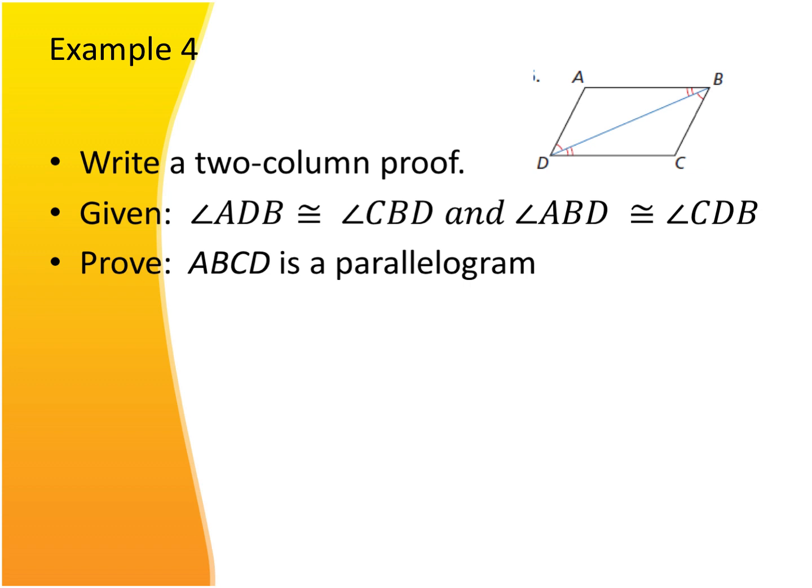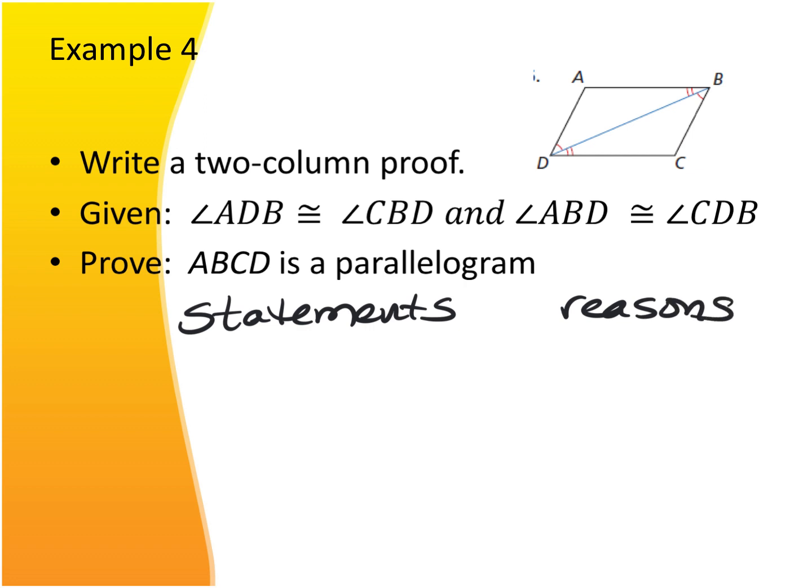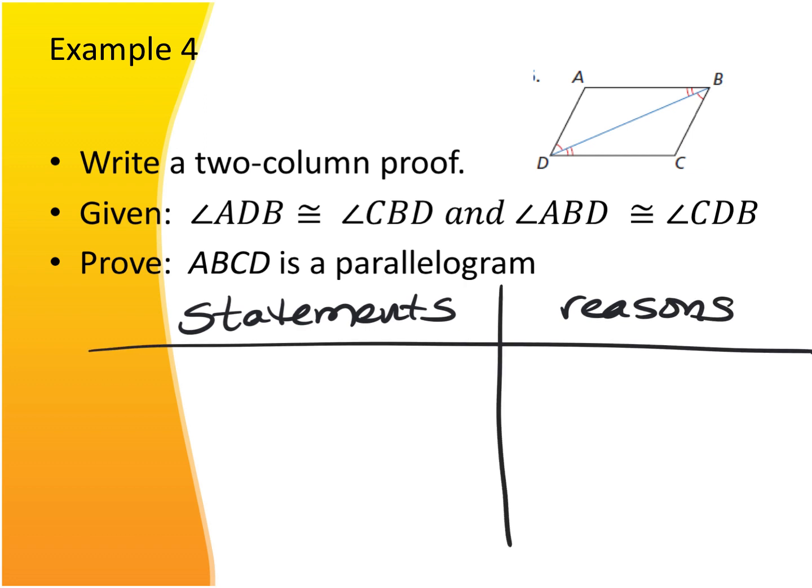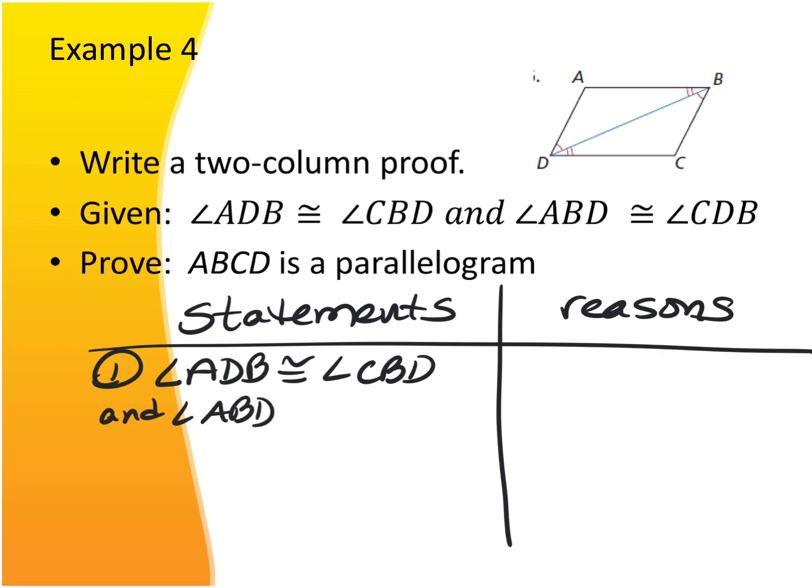Okay, so here it wants us to write a 2-column proof. So let's set up our statements and our reasons. So number 1, state your given. Angle ADB is congruent to angle CBD, and angle ABD is congruent to angle CDB. And this is your given.